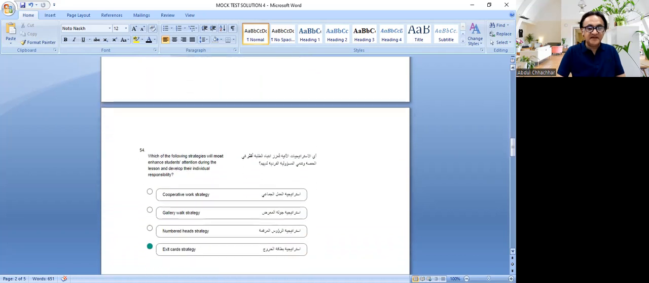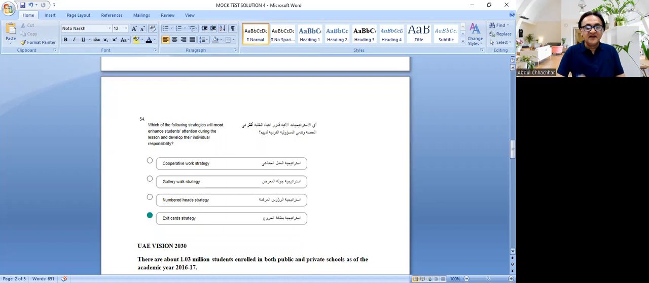Number one. Now, number 54 lesson. Which of the following strategies will most enhance the students' attention during the lesson and develop their individual responsibility? So the key point is individual responsibility. That means it's not a cooperative work strategy. It's not a gallery walk strategy, because there's no attention there.